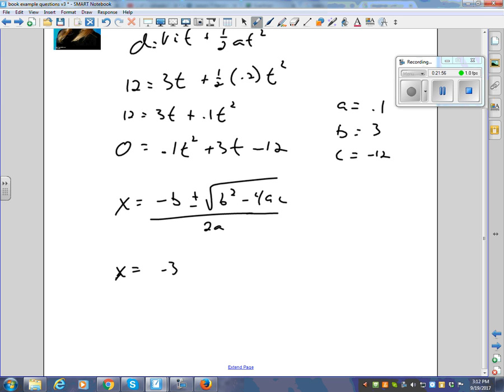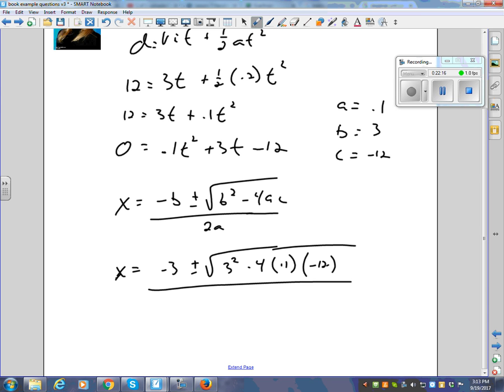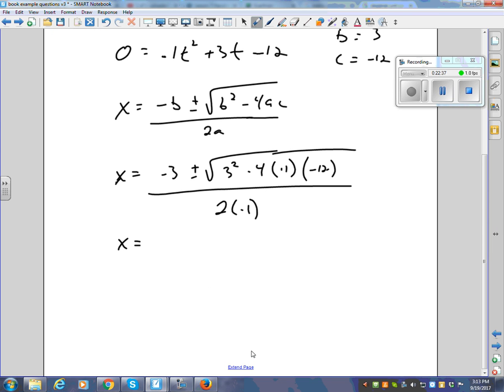Minus 3, right? No. B squared is going to be 3 squared minus 4. A is 0.1. C is minus 12. Now, you have to be really careful with your negatives here. Does 3 have to be negative? It's minus b. So b is plus 3, so it's minus 3. All over 2a, so that's going to be 2 times 0.1. Now, the quadratic formula should give you 2 answers.